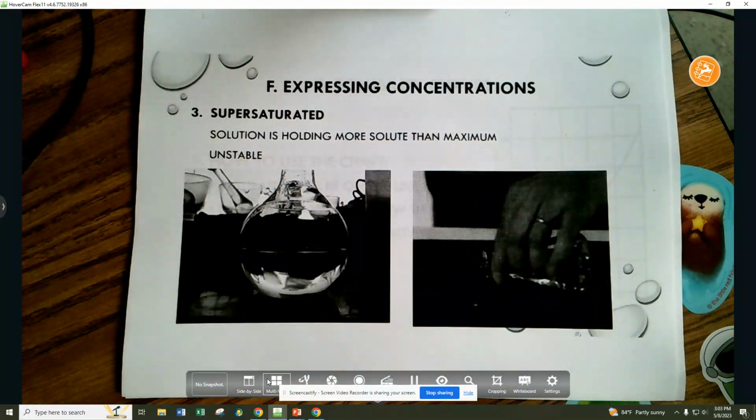Lastly is supersaturated. By doing the PowerPoints, you don't really see the little videos with these. If you want to look up something called hot ice or sodium acetate, you can see some really cool examples of what's called a supersaturated solution. We can create a supersaturated solution by heating it up and dissolving X amount of grams of the substance and then cooling it down. As long as it's not disturbed, it will hold more solute than it should.